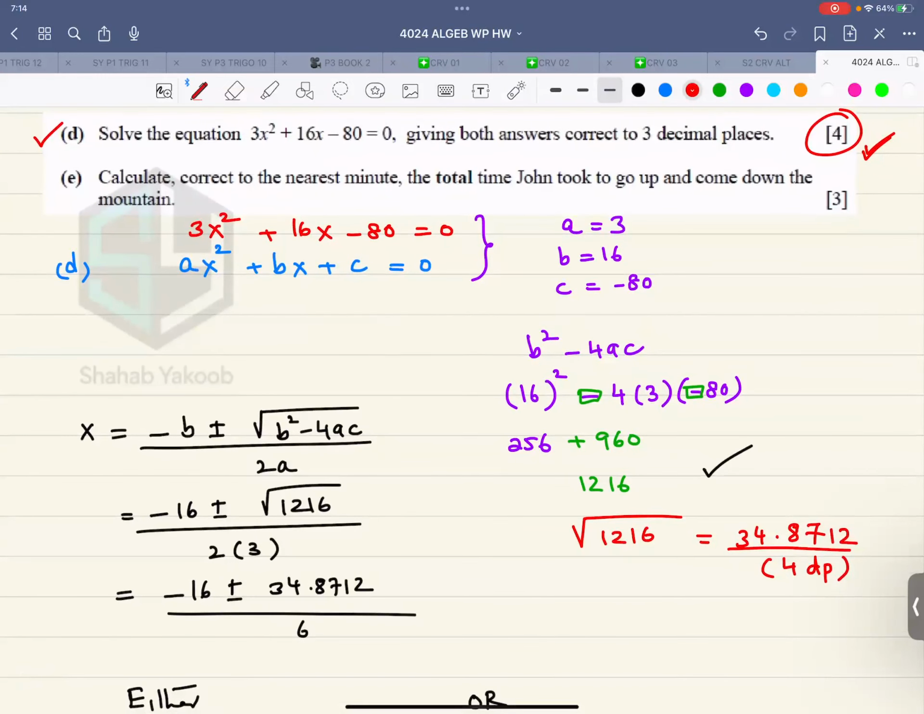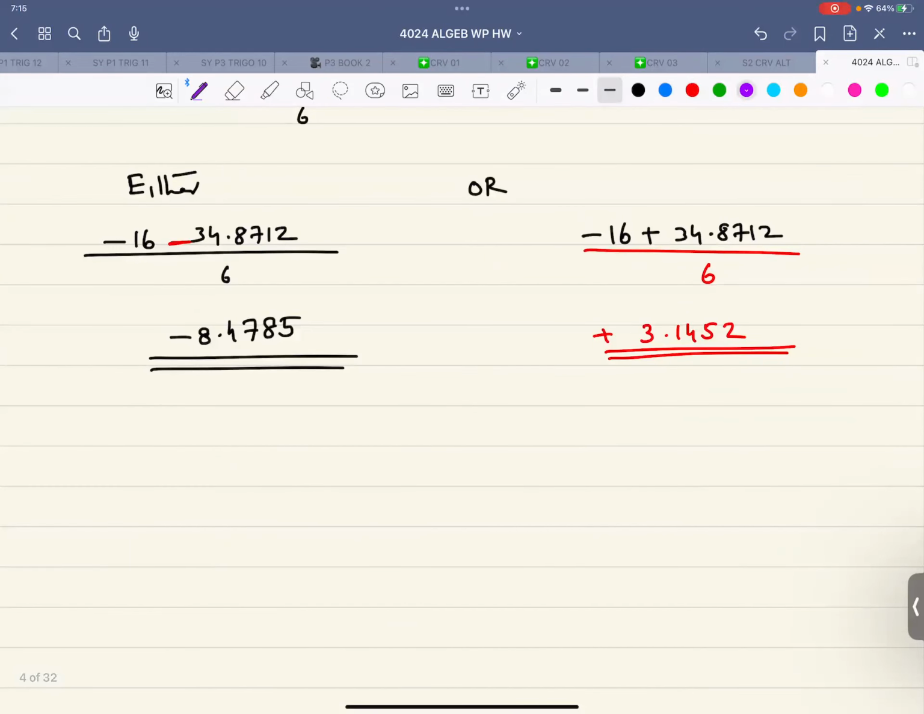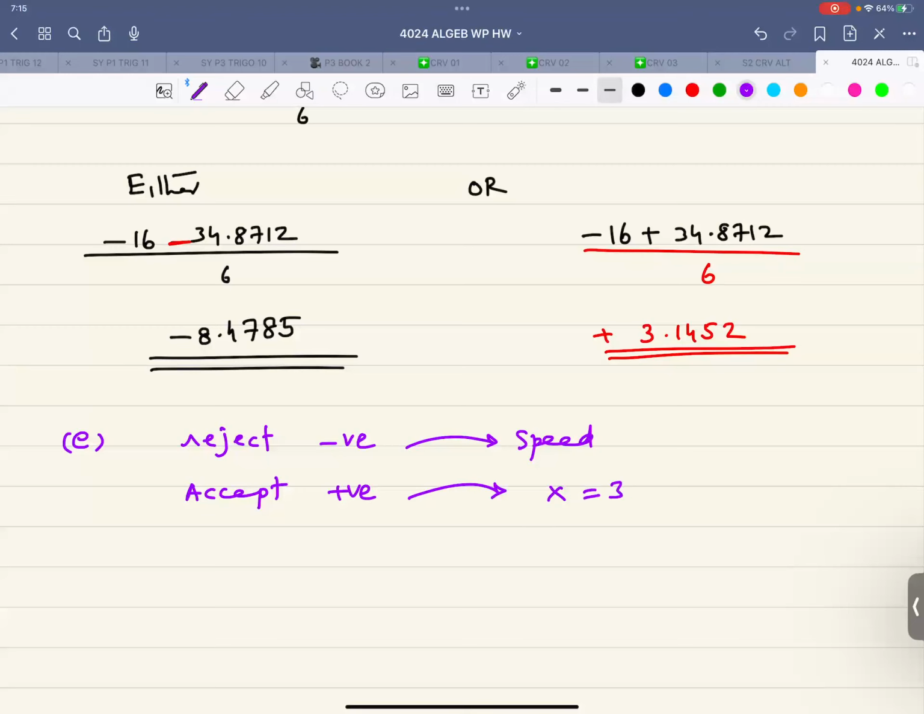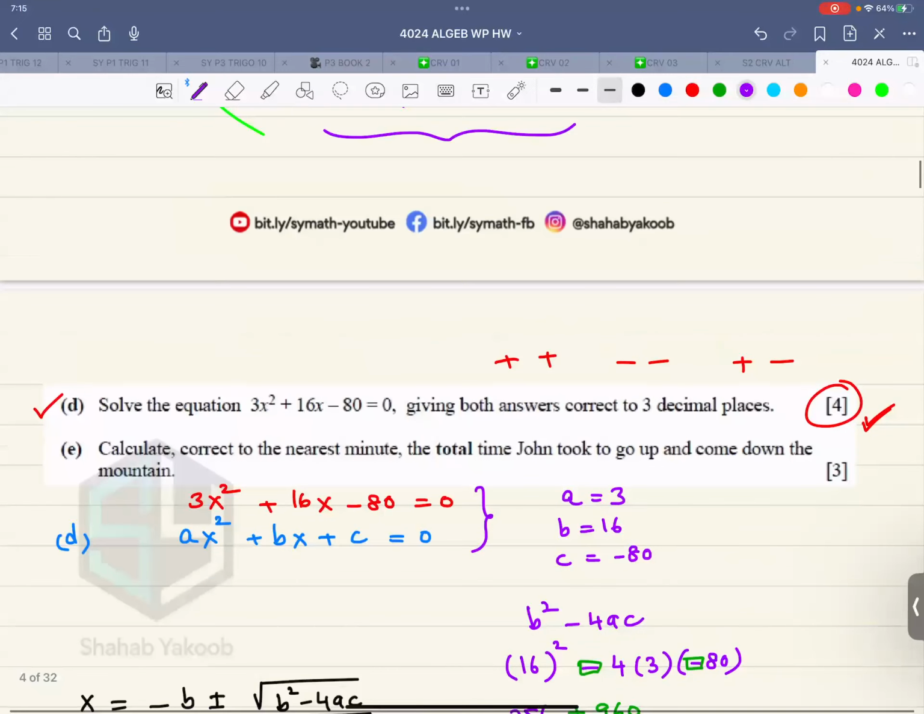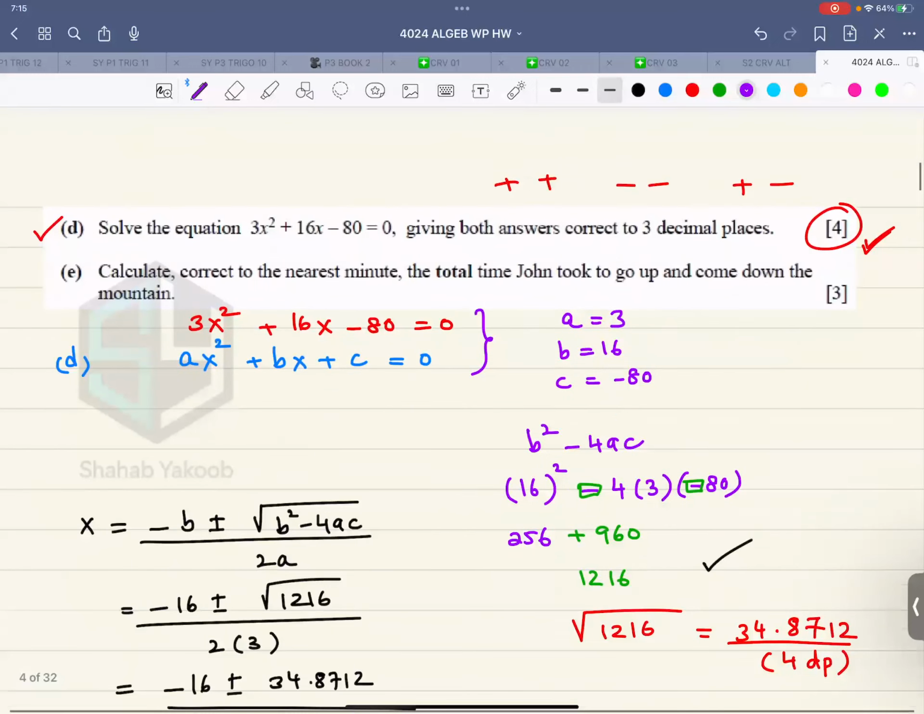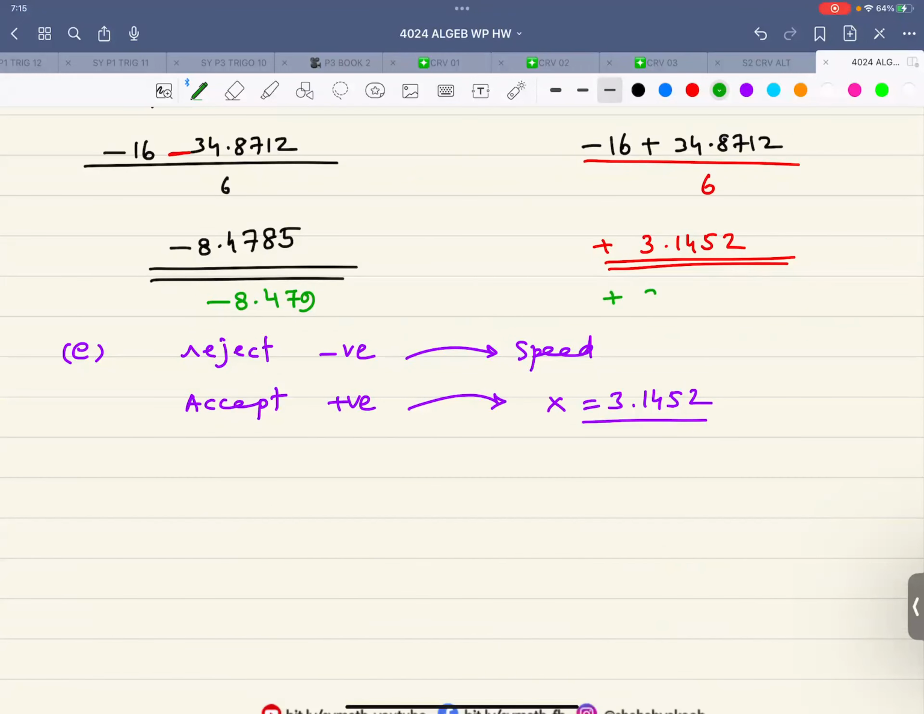Now, what is x? X is the speed. So when we move to part E, we will reject the negative value because speed, or for that matter, any distance or time, cannot be negative. So speed cannot be negative. Therefore, accept the positive value, and this value of x is 3.1452. Now they were asking the answer correct to three decimal places. So we will write negative 8.479 and positive 3.145. These answers are given correct to 3 dp. So take care of the accuracy. Again, for the next part, when we have to use a value, use the 4 dp value.